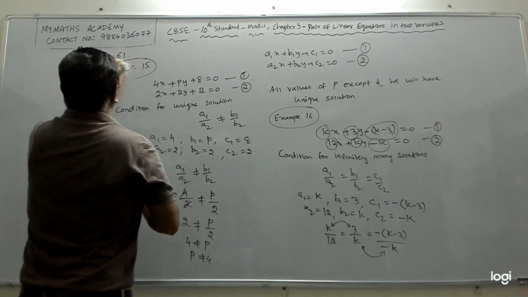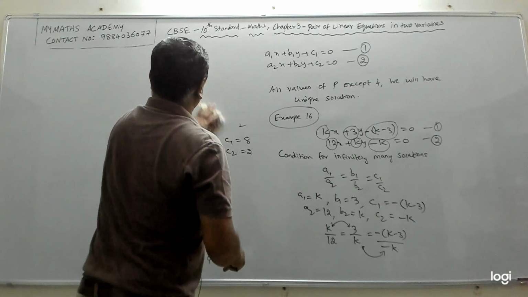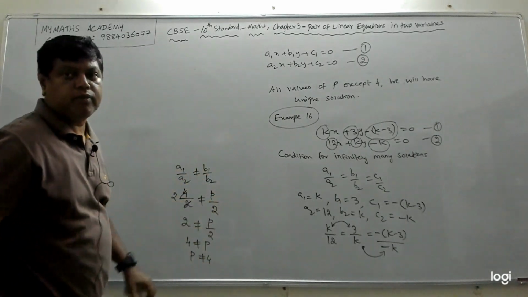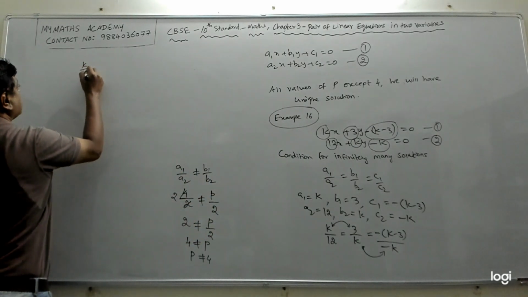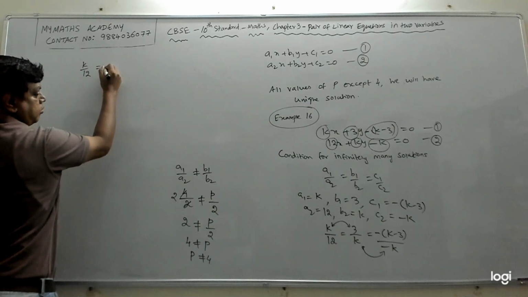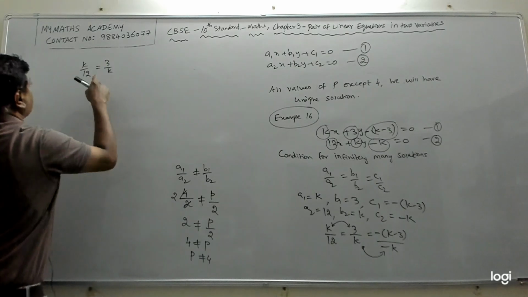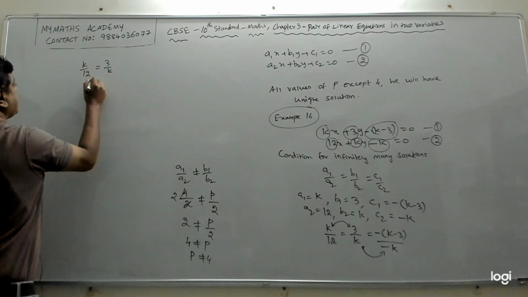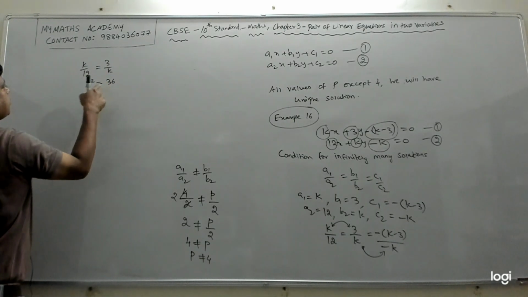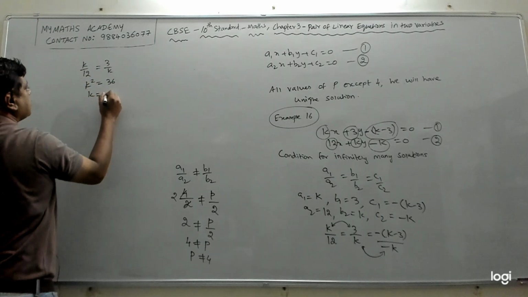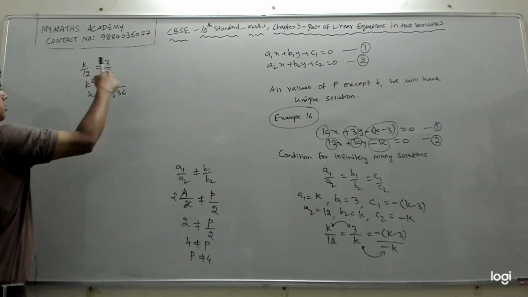So I will erase this. So what do we have? Here we have K by 12 equal to 3 by K. I am taking these two first, then solve. So cross multiply. K into K is K square, equal to 12 into 3, which is 36. So this into this equal to this into this. Now K equals plus or minus square root of 36. Whenever your square goes to this side, it will become a root.